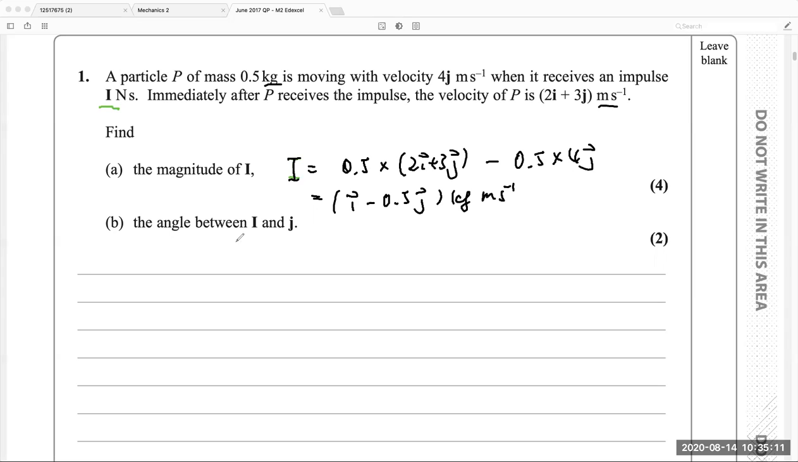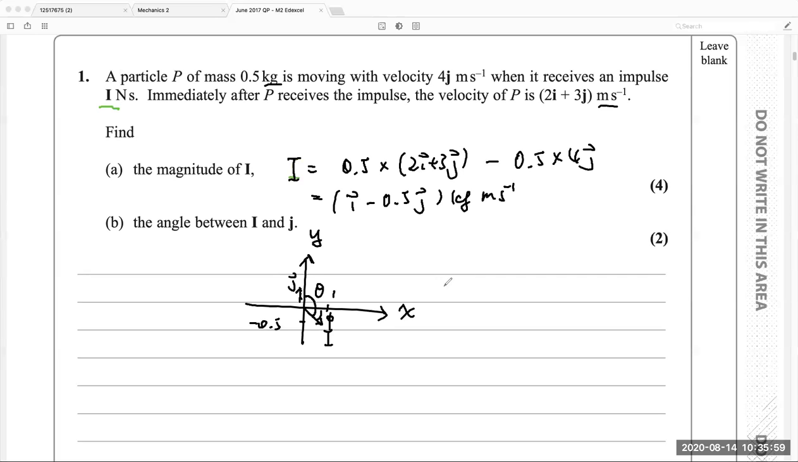For the next question, you find the angle between I and j. You can do it in many different ways. If you can draw the graph, this is the y-axis and this is the x-axis. It is 1i minus 0.5j, so it should be somewhere here. j is pointing upwards, so you're finding this angle. Just find the angle between the x-axis and impulse I, and then add 90 degrees to it. That will be an easy method.